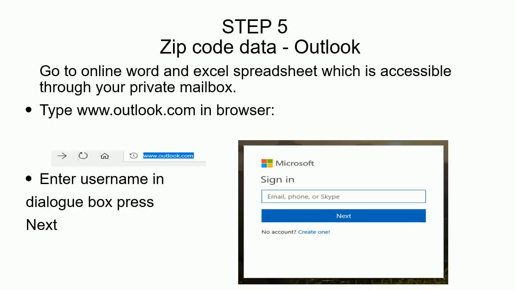Step 5. Go to online Word and Excel spreadsheet which is accessible through your private mailbox. Type www.outlook.com into your browser, which is accessible through your private mailbox. Enter the same username provided at the time you began working with us, into the dialog box. When this has been done properly, you shall be allowed to progress to the next step. Password. After you have entered your username, then you shall click the next button. Now enter your password and access your mailbox.